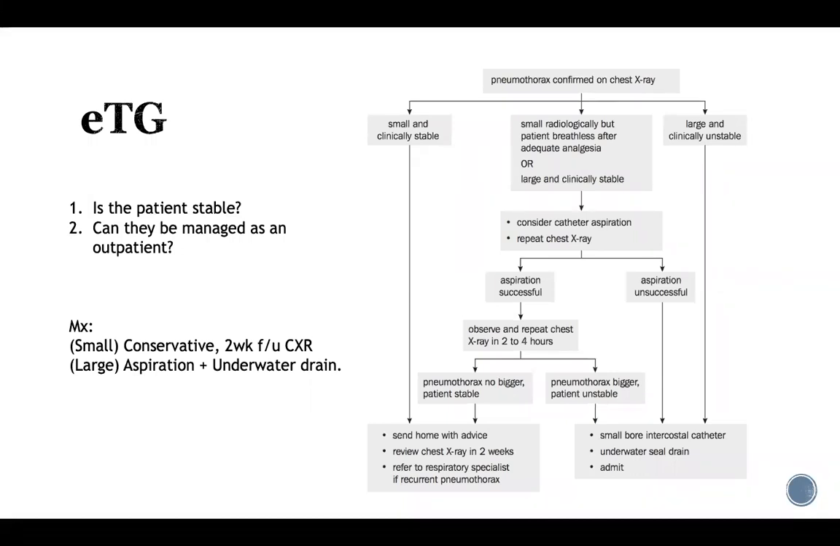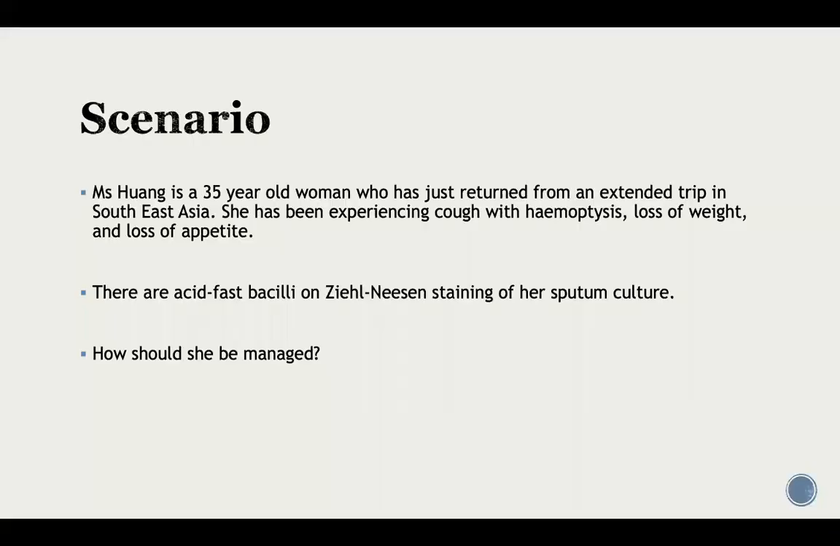So you just stick the cannula catheter in, and then you give them an underwater chest drain, which is something you might have seen on thoracics or vascular, and you admit them. If it's a small pneumothorax, you actually don't have to do anything. You just send home with advice and review with a second chest x-ray in 2 weeks. Okay, the end.